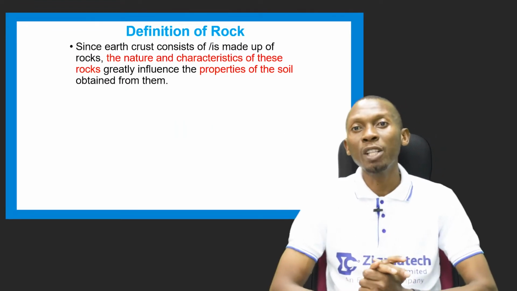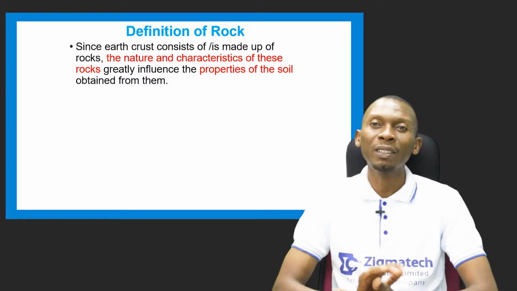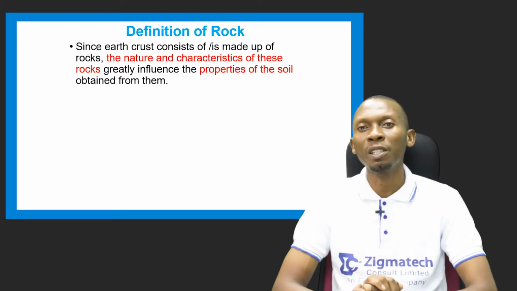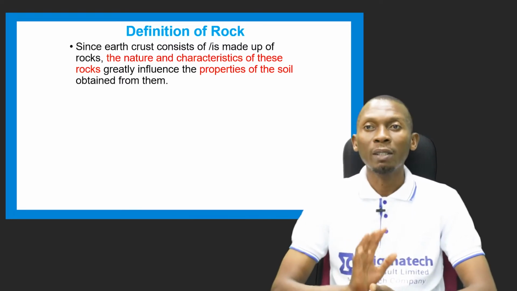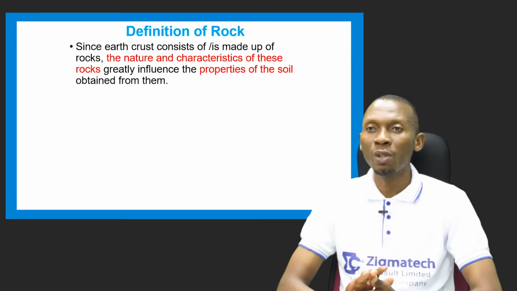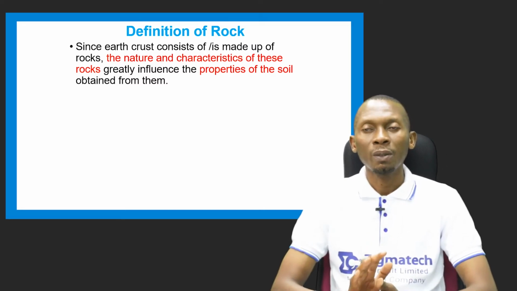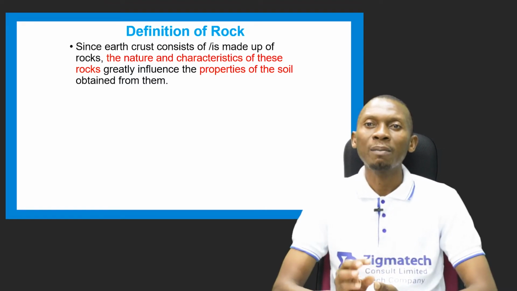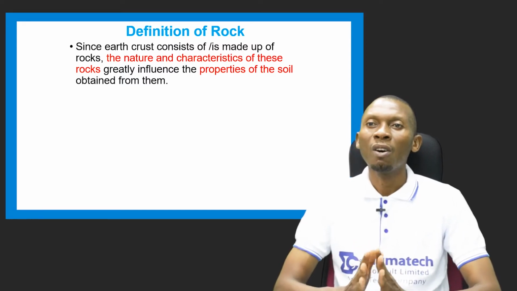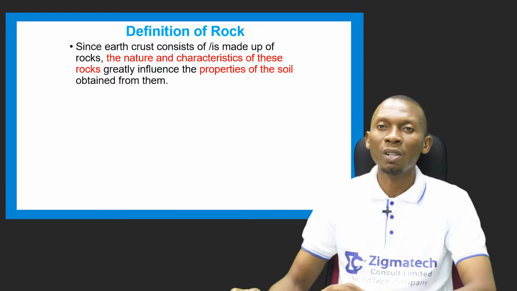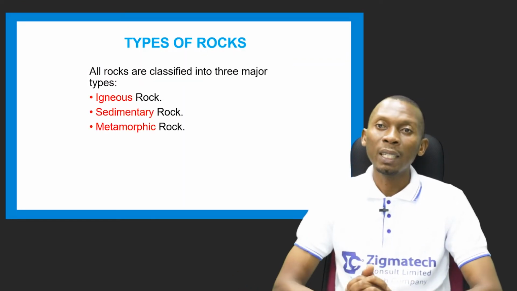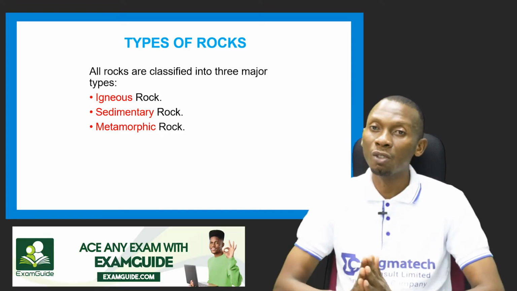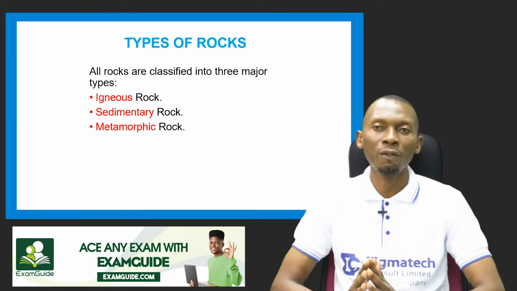Now, since the Earth crust is made up of rocks, the nature and the characteristics of these rocks do influence the properties of the soil that is obtained from them. So you need to know that rocks, once they undergo what is called weathering to form soil, you would find out that the properties found in this soil are influenced by the characteristic and the nature of the rocks from which this soil is gotten. So looking at the types of rocks, we have 3 major types of rocks which are called the igneous rocks, the sedimentary rocks, and the metamorphic rocks.